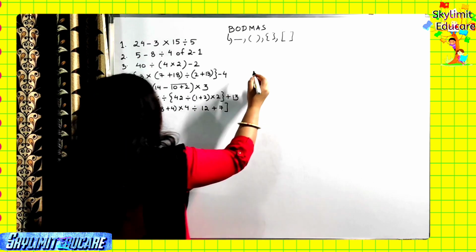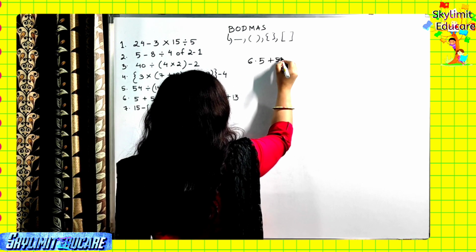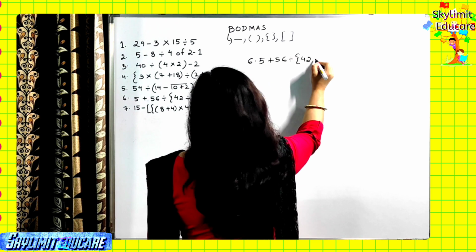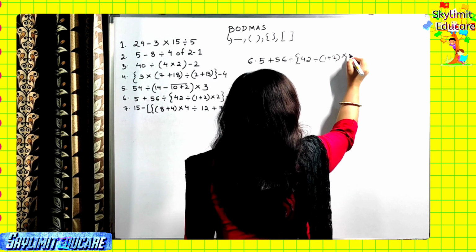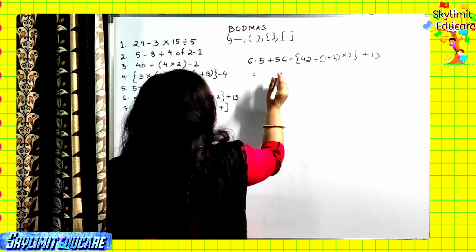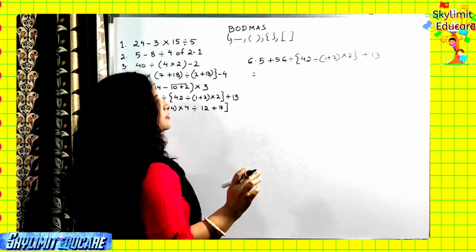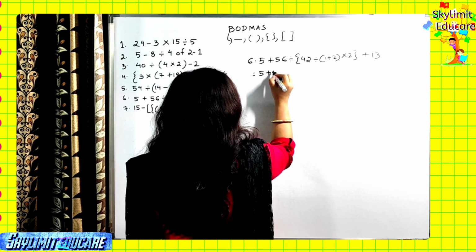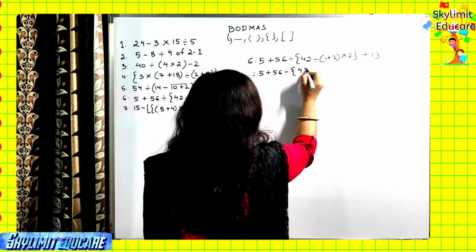Now let's come to question number 6. 5 plus 56 divided by 42 divided by 1 plus 2 multiplied to 2 plus 13, right? So now we have here first we have the curly bracket and the common bracket. So the first target should be to solve the common bracket, right? So 5 plus 56 divided by, so step by step have patience and solve it.